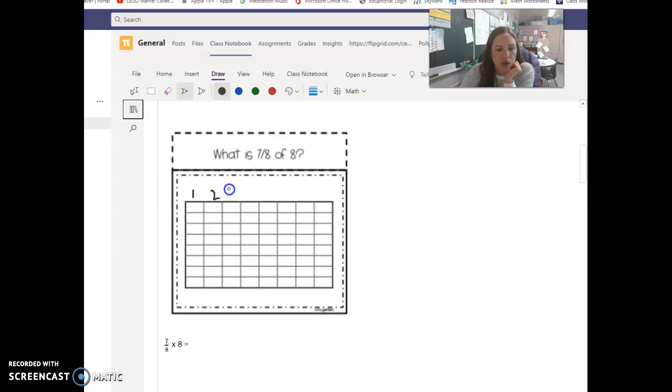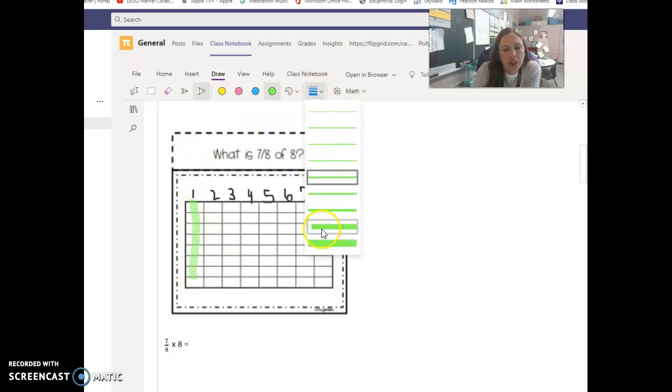1, 2, 3, 4, 5, 6, 7, 8. And if I shade in 7/8 of all of my wholes, let's see what we get. So I'm going to highlight. Each piece is broken into 1, 2, 3, 4, 5, 6, 7, 8 equal parts. So let's highlight 7 of those. So if we highlighted 1, 2, 3, 4, 5, 6, 7, that's all but 1.